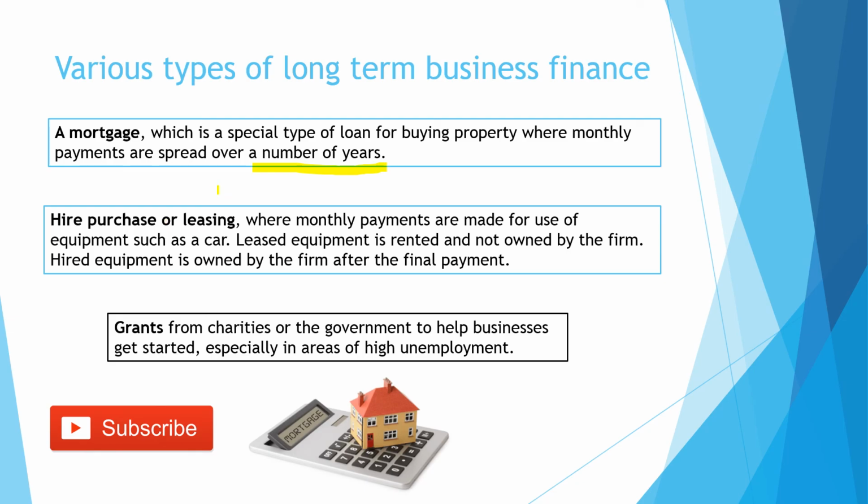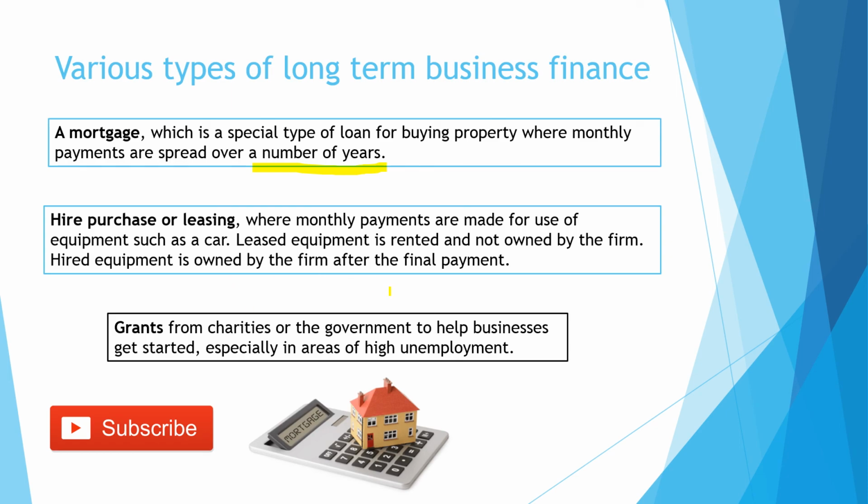Hire purchase or leasing, where monthly payments are made for use of equipment such as a car. Leased equipment is rented and not owned by the firm. So when you lease something, you're simply renting it. You're not owning the item or the equipment. However, hired equipment is owned by a firm or a business after the final payment. So if you have hired a car, after you have made your last payment, the equipment is yours.